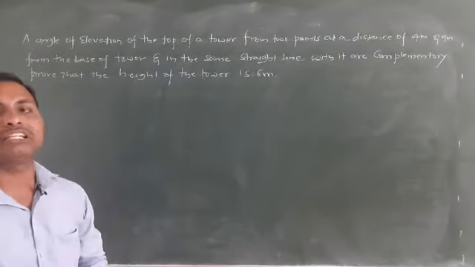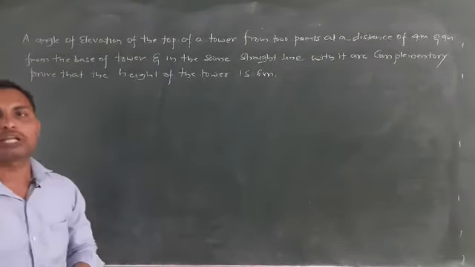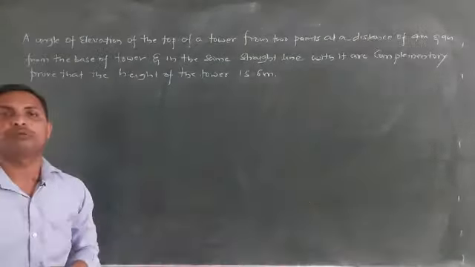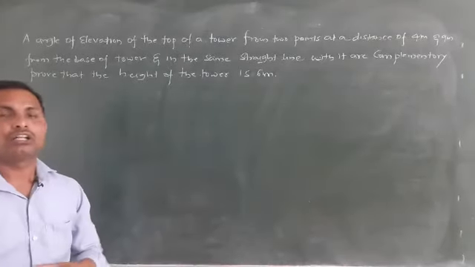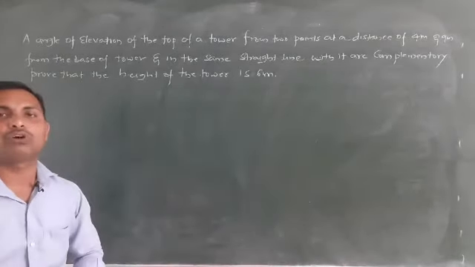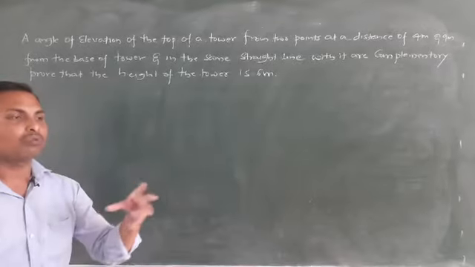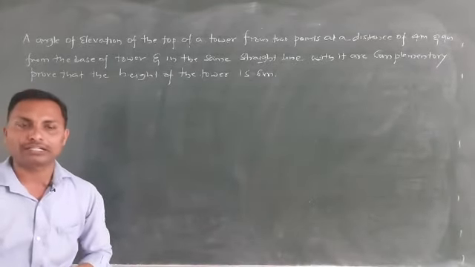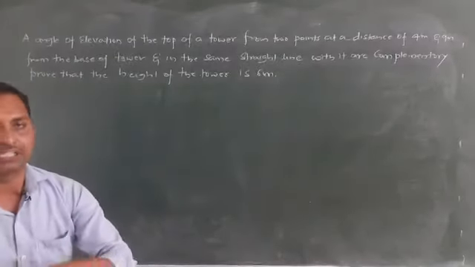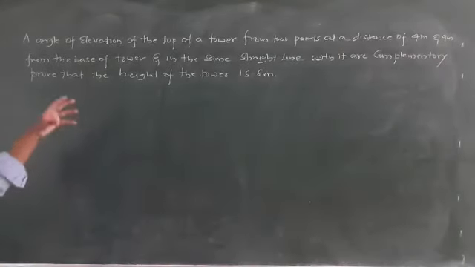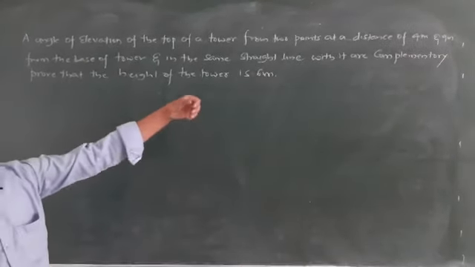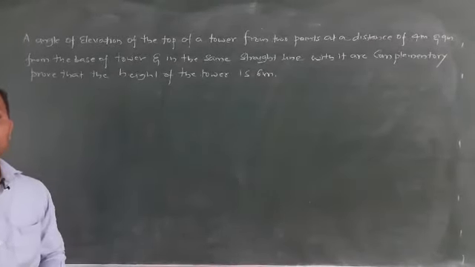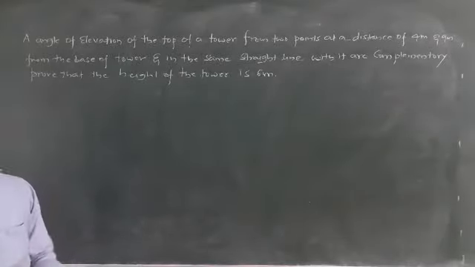You know it very well. In the 9th class you studied complementary angles and supplementary angles. Supplementary means the sum of two angles is equal to 180 degree, and complementary means the sum of two angles is 90 degree. So prove that the height of the tower is 6 meter. So what do we need to prove here? The height of the tower is 6 meter.